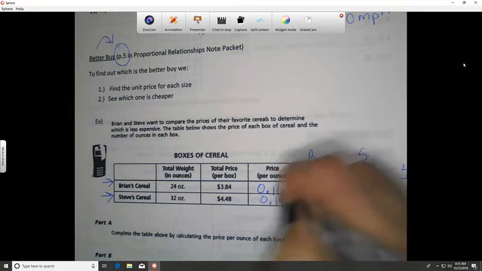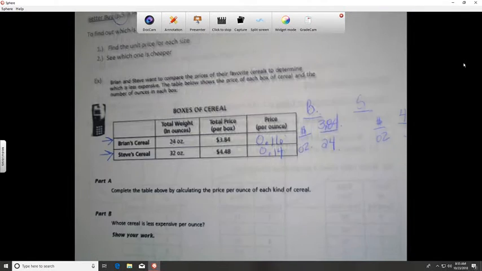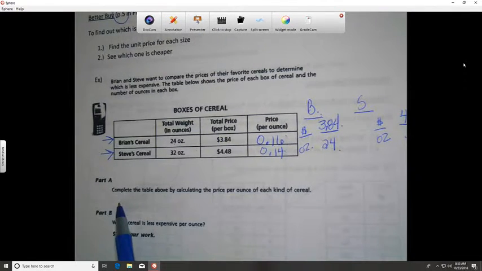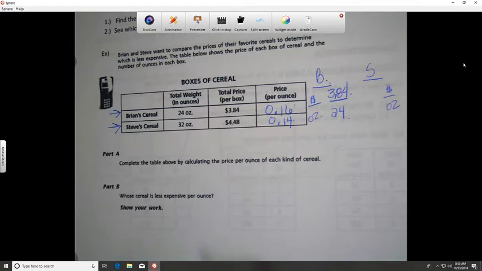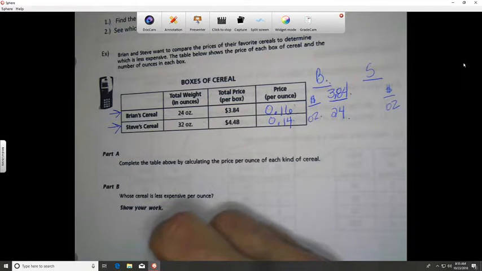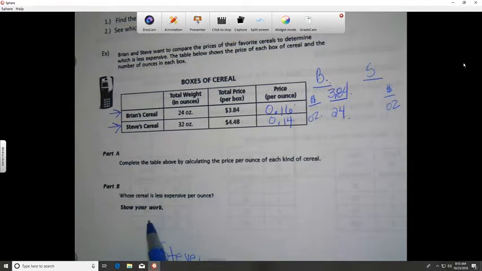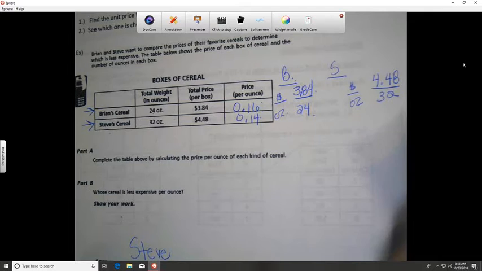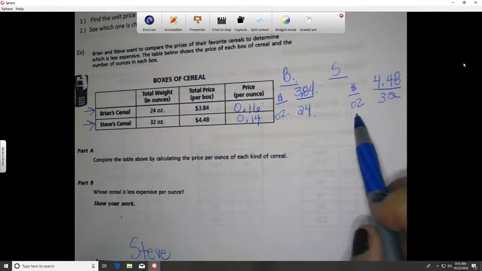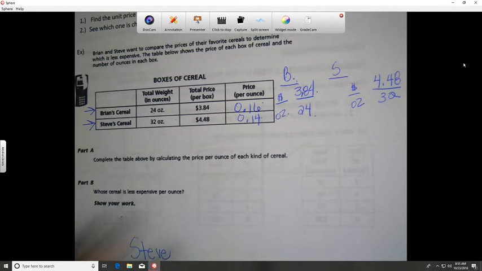Is that right? Okay. So, let's look at the question. Did you complete the table by calculating the price? Yes, you did. Whose cereal is less expensive? Answer, Maura? Yep. When it says show your work, guys, this is your work. This is your work right here. Okay. Next page.